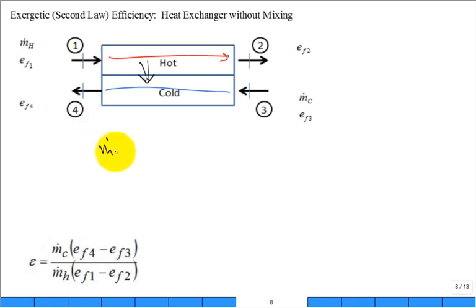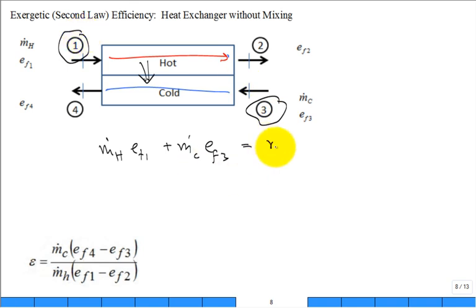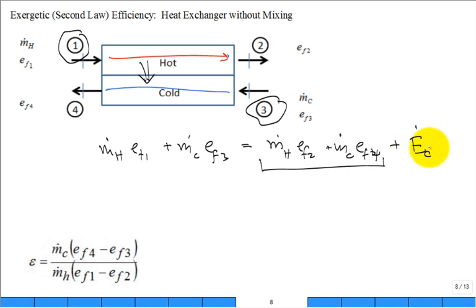So here you can start with the general balance. What flows in? Mass flow rate of the hot, EF1, and then also the mass flow rate of the cold times EF3. This is an inlet, this is an inlet. Equal to the mass flow rate of the hot, EF2, that's an outflow, plus M dot of the cold, EF4, that's an outflow, plus you could have the destruction of exergy. How is it destroyed? Anytime you have heat transfer through a finite temperature difference, you have entropy generation, you have exergy destruction.